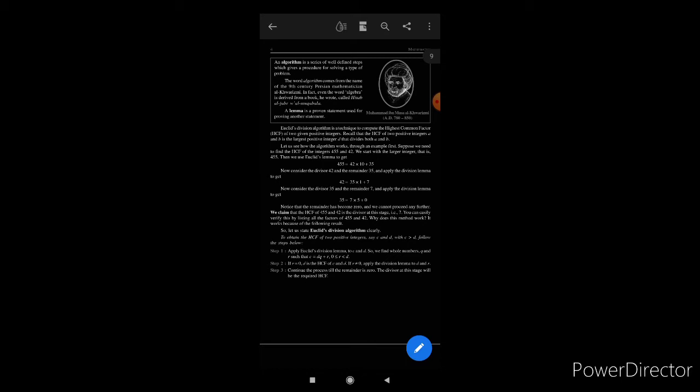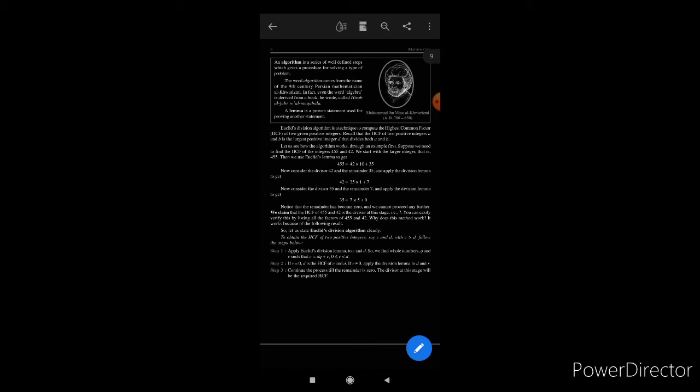Euclid's division algorithm is a technique to compute the highest common factor, HCF, of two given positive integers. Recall that the HCF of two positive integers a and b is the largest positive integer d that divides both a and b. Let us see how the algorithm works through an example first.